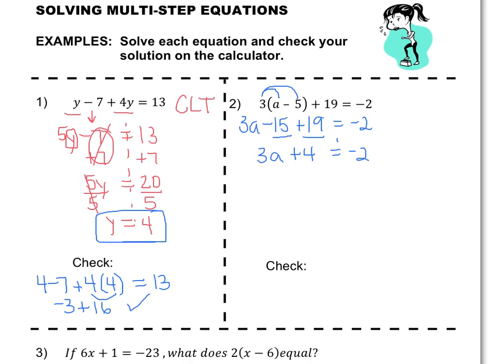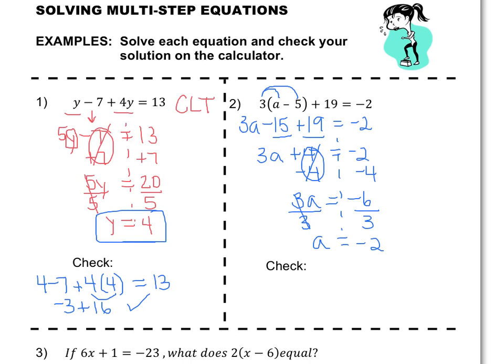So now that we've cleaned everything up, let's draw our dotted line. Let's do our opposite operations. So to get rid of the plus 4, we need to subtract 4 from both sides. This is going to give us 0, and then we will have 3a equals negative 2 minus 4 is negative 6, and then we need to divide by 3, which cancels to give us 1a. We're going to divide by 3 over here, and so that's going to give us a negative 2.